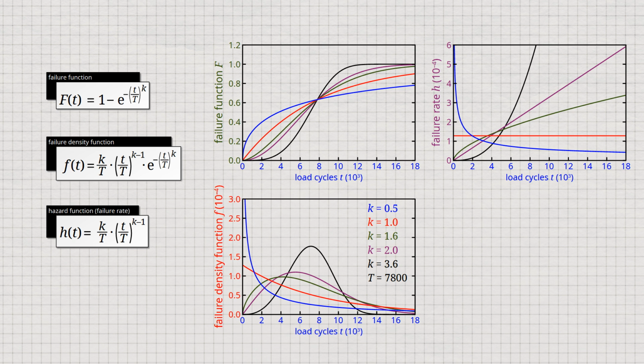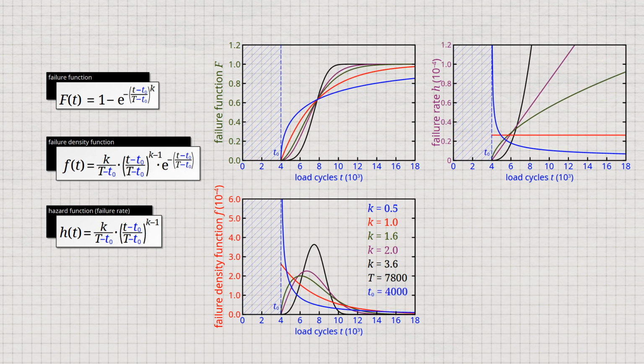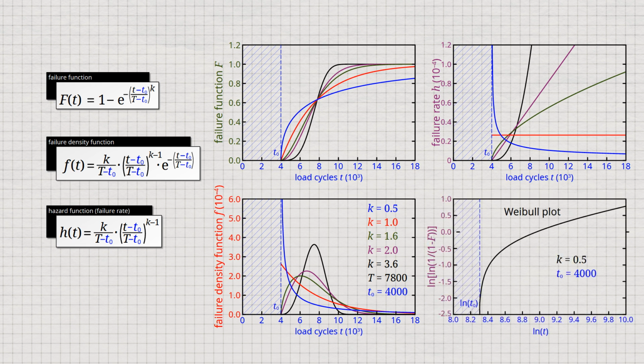Such a failure-free time can also be taken into account in the Weibull functions if they are extended by the failure-free time t0 as indicated. However, it should be noted that the representation in the Weibull plot no longer results in a straight line, but in a curve. At the point of the logarithmic failure-free time, the curve forms a vertical line. In this way, the failure-free time can be determined from the measured values.